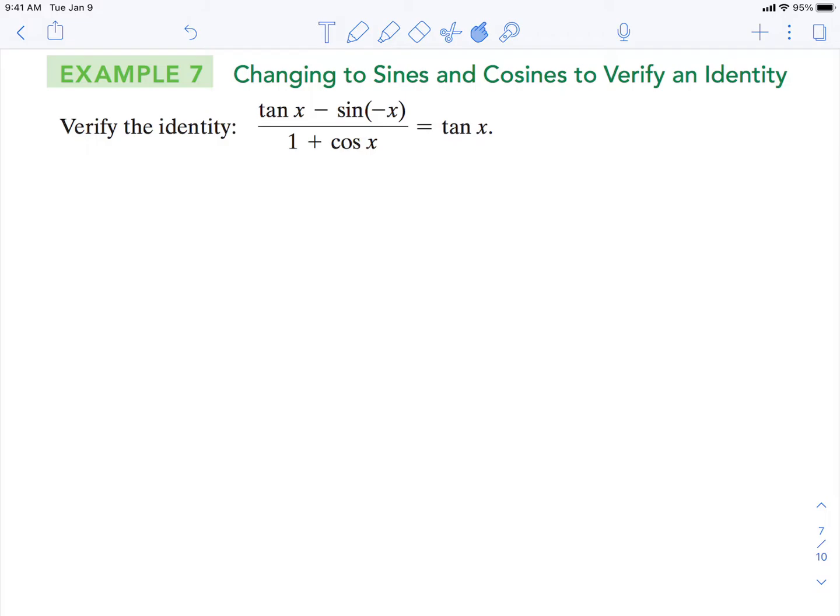All right, I want to continue with verifying identities. So example 7 says, change to sines and cosines. So we're going to start with the left-hand side. And this problem's going to get a little long, so I'll be using the full screen.